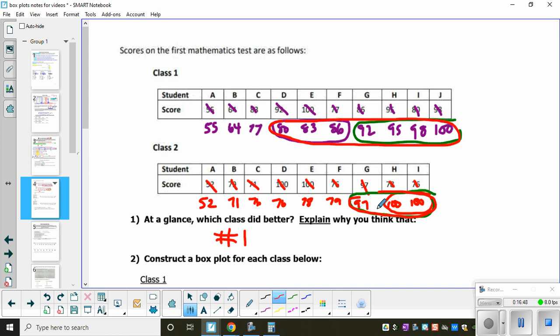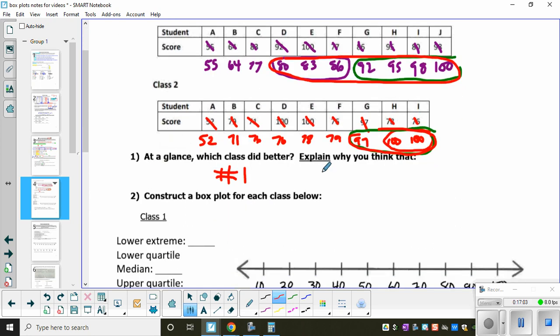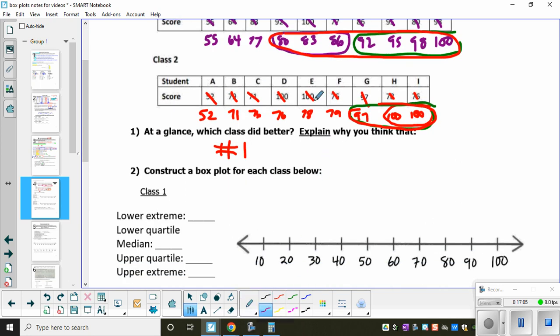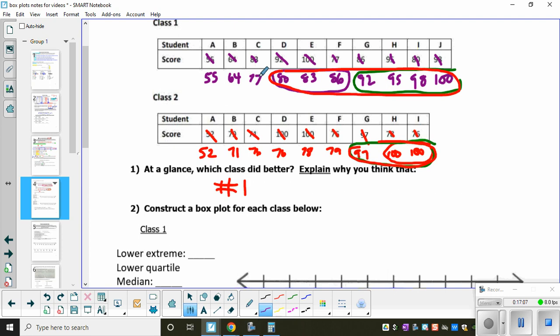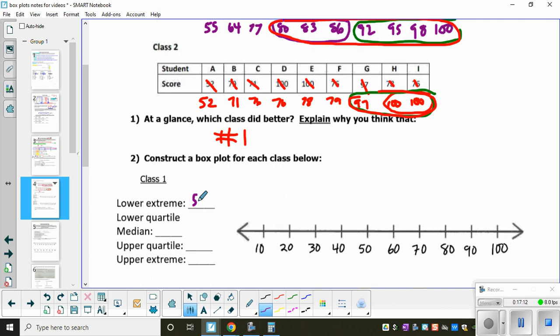Let's construct a box and whisker plot and see if we can use consistency here to see if a class consistently did well versus maybe the data is really spread out. Teachers also care about that stuff as well. So let's look and see here. For class 1, we'll do that in purple because that was up above here in purple. So for class 1, the lower extreme, the lowest score, was a 55. And the highest score we saw was 100.